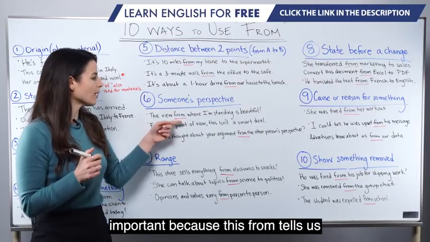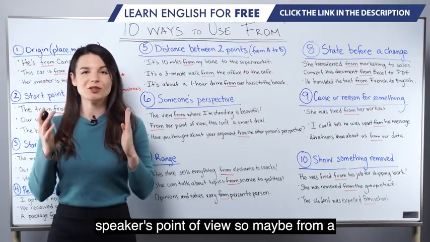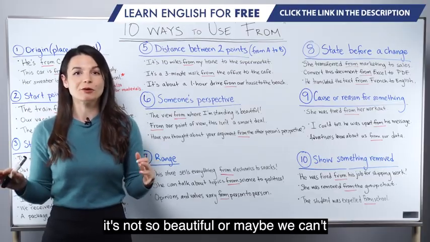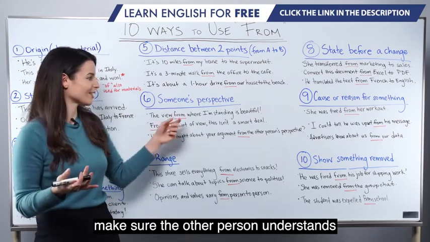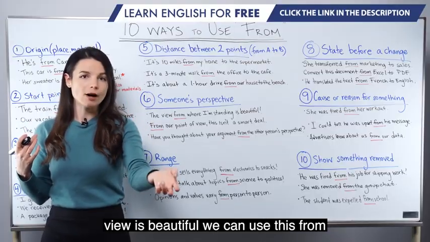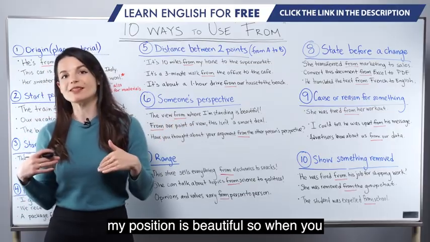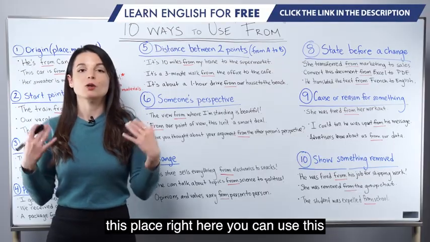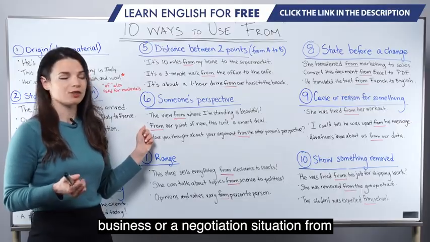So this is important because this from tells us that it's specifically from the speaker's point of view. So maybe from a different location, the view is okay, or it's not so beautiful, or maybe we can't see anything, but the speaker wants to make sure the other person understands right here, from where I'm standing, the view is beautiful. We can use this from to do that. The view from where I'm standing is beautiful, or the view from my position is beautiful. So when you want to emphasize that you need to be in this place right here, you can use this kind of pattern.